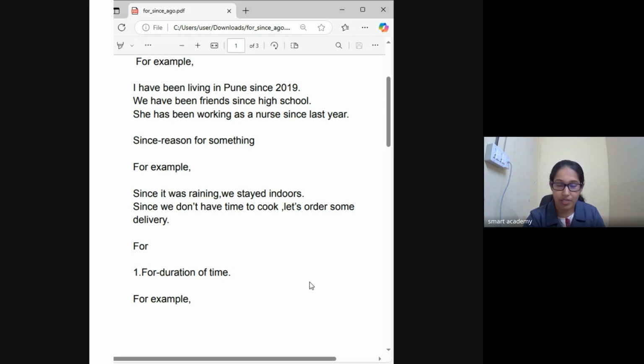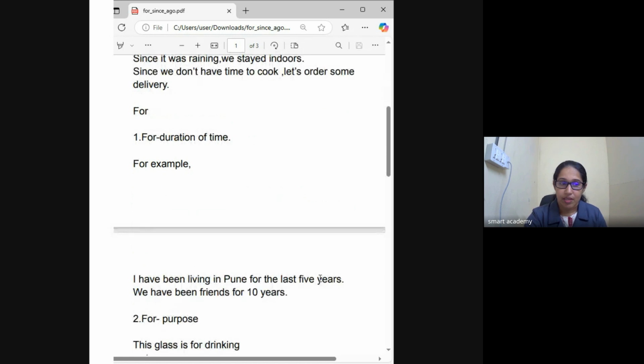She worked for 10 years. Okay, that's good. Then, I have been living in Pune for the last 5 years, whatever it is. Okay, we see that there are so many examples using for.